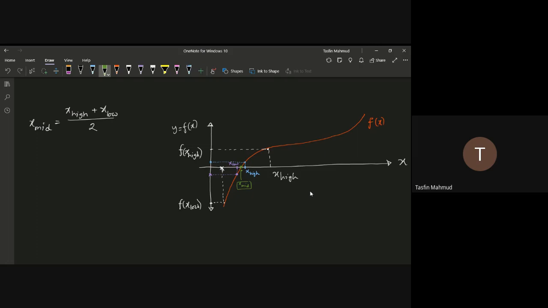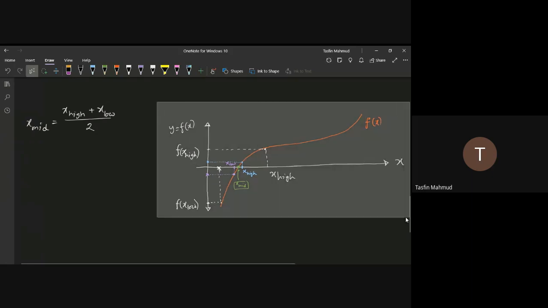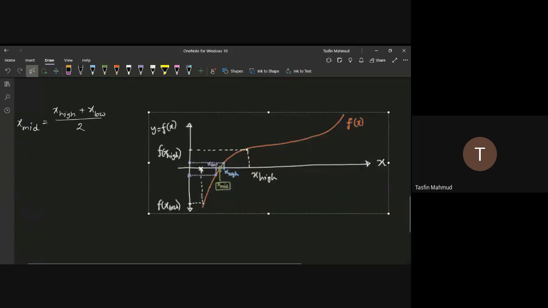Now I will talk about the algorithm, which is also given in the lab sheet. You have to write this code yourself. The code will not be provided, and I guess you might have to do some modification as well after writing the code for bisection. The code is pretty simple.